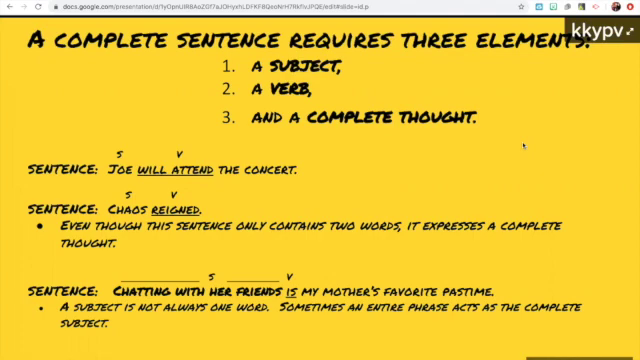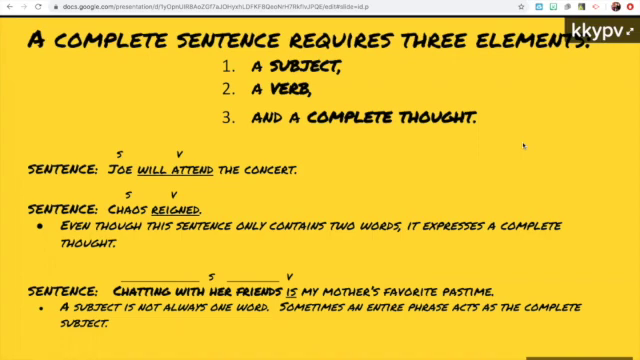Okay? An example, Joe will attend the concert. Joe is my subject. Will is a helping verb. Attend is your main verb, your action verb, the concert. Okay, so will attend is actually a verb phrase. We'll talk about those later. Another example would be chaos reigned. It is not a long sentence. It's only two words. But guess what? One of those words is a subject and one of those words is a verb. And it has a complete thought. Chaos reigned. Okay?